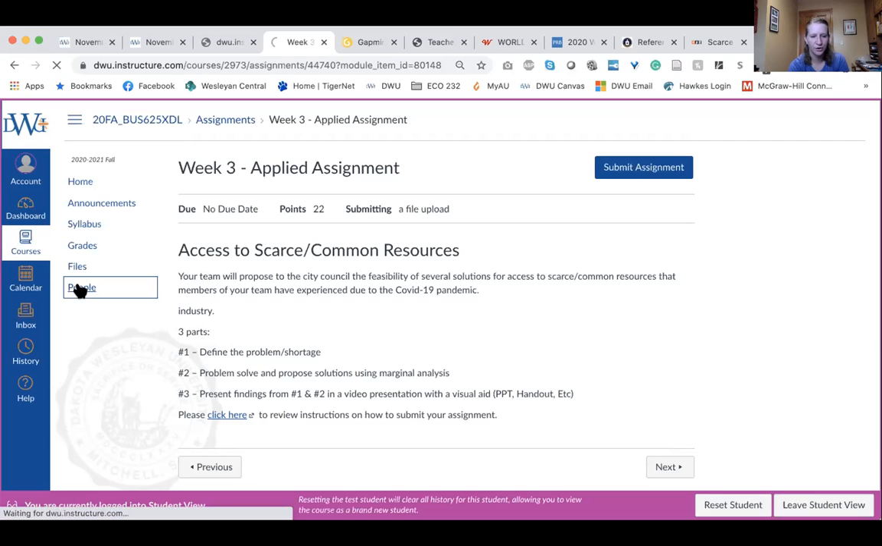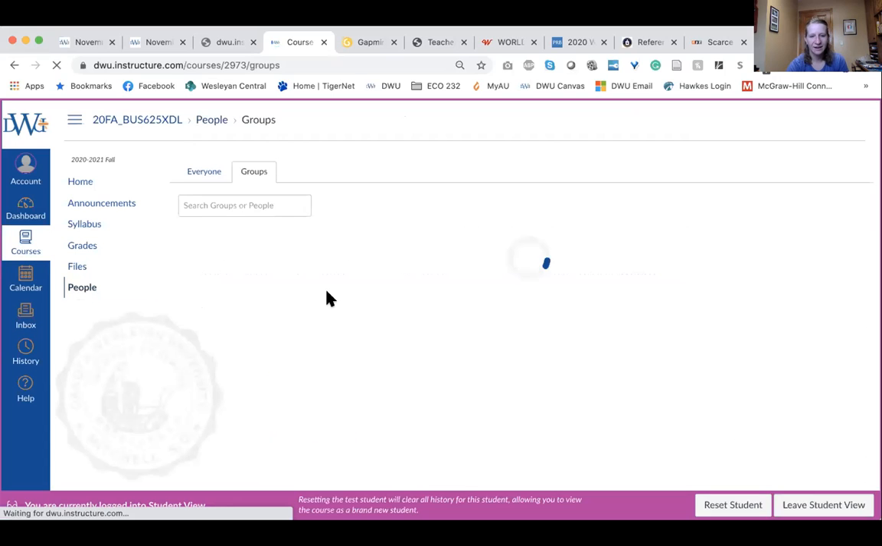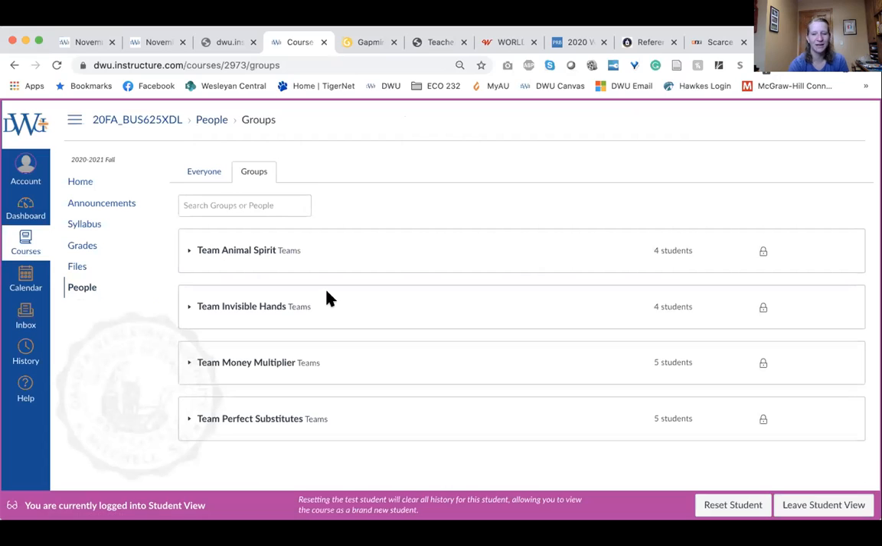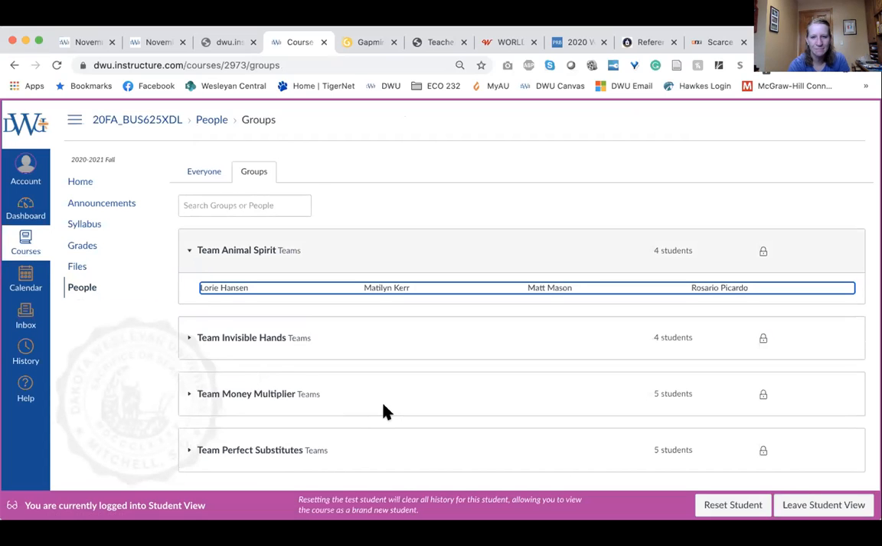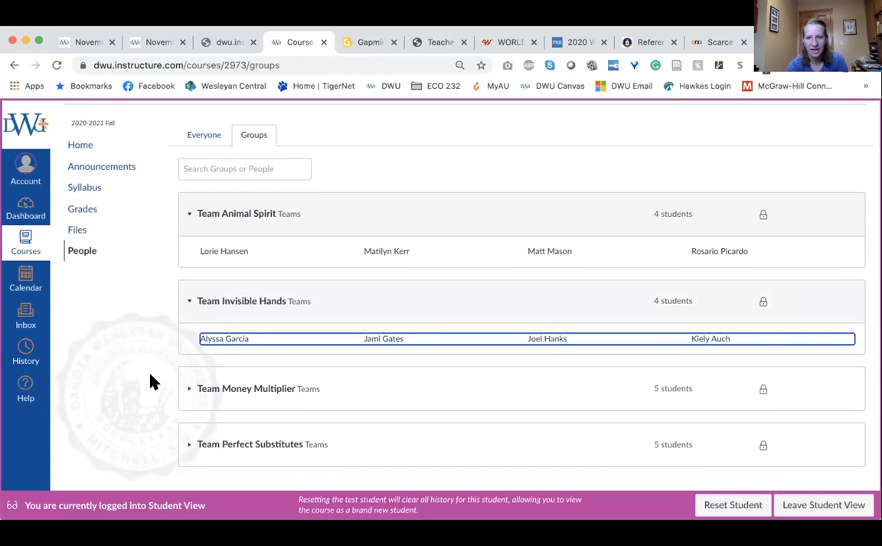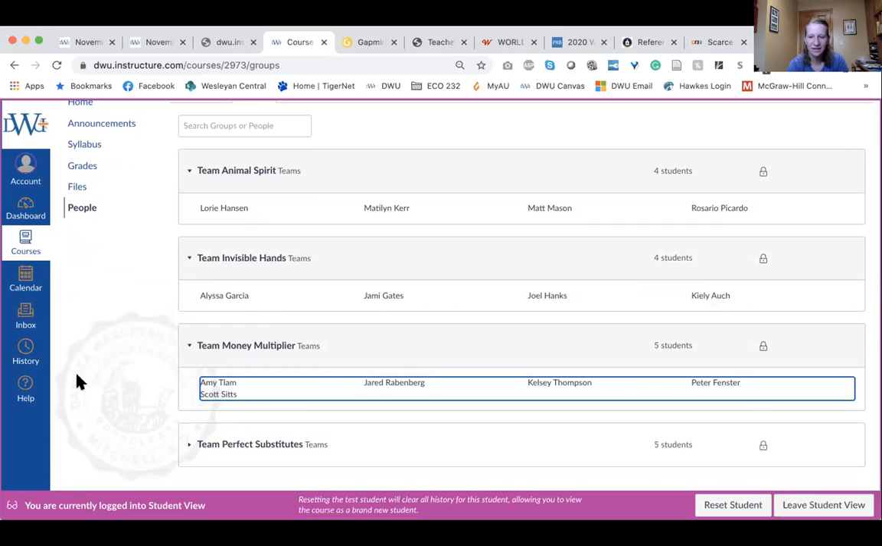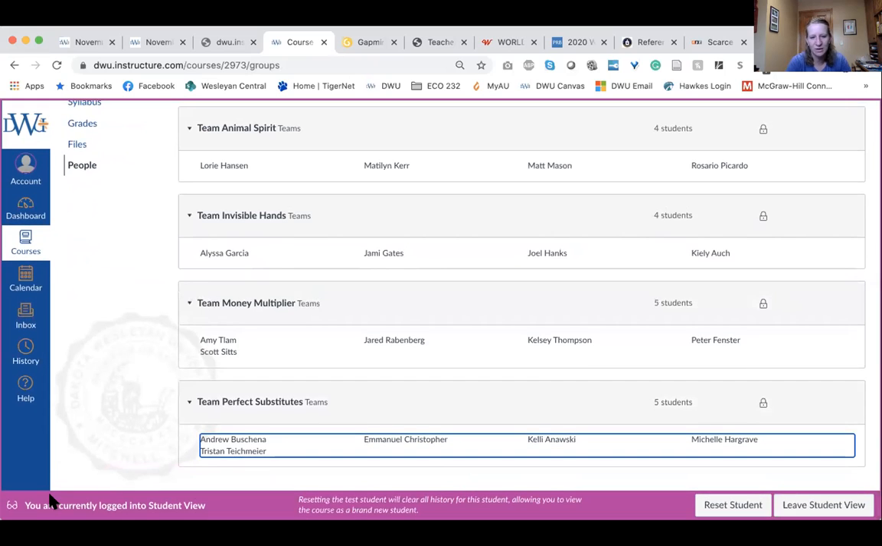If you're wondering about your groups, go into People and Groups. If you don't understand your team names, Google them and Google econ behind them, and it will explain it to you. So we have Team Animal Spirit: Lori, Maddie, Matt, and Rosario, or Roz. Team Invisible Hands is Alyssa, Jamie, Joel, and Kylie. Team Money Multiplier is Amy, Jared, Kelsey, Peter, and Scott. And Team Perfect Substitutes is Andrew, Manny, Kelly, Michelle, and Tristan.